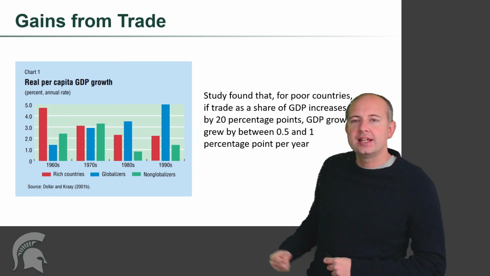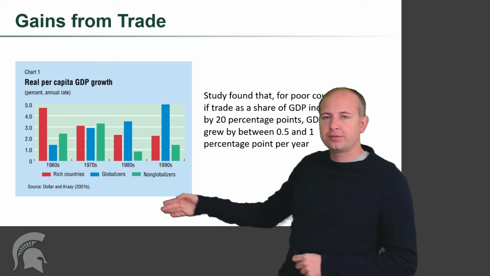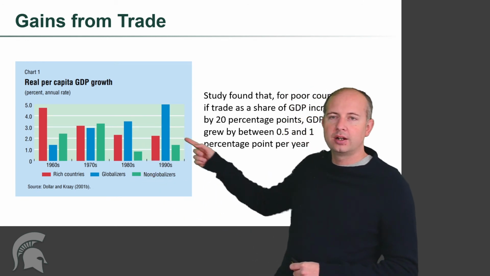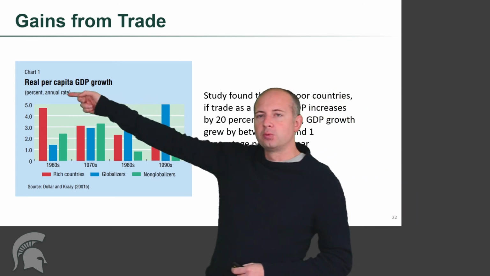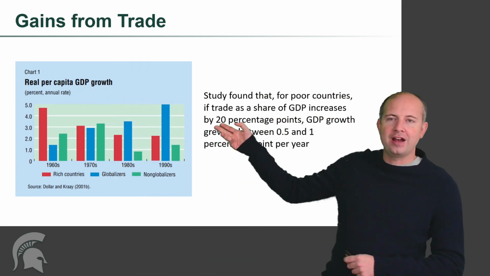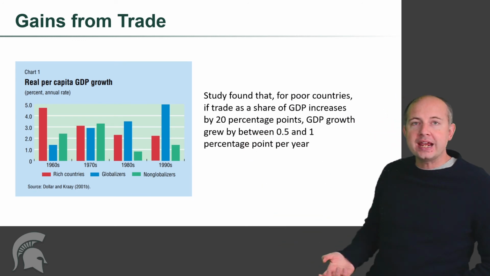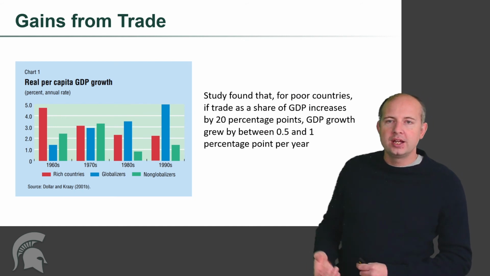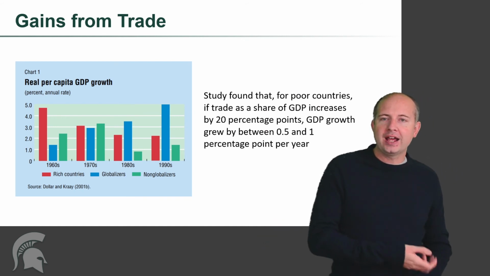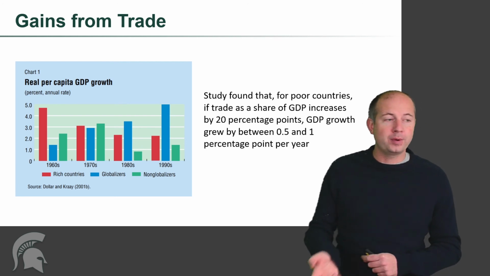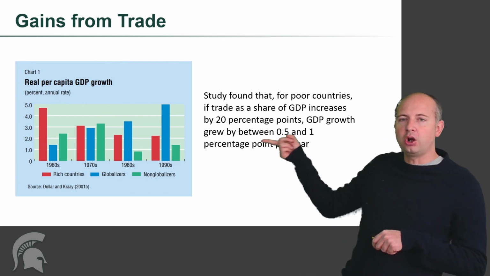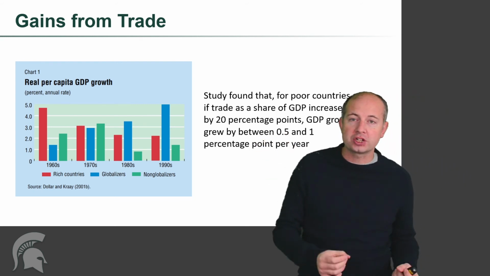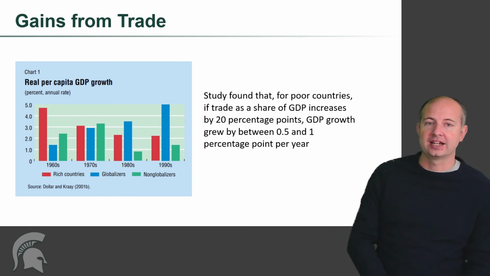And what you can see is that when we look at the growth through the 80s and 90s, the blue countries, the ones that were globalizers, had much higher growth in real GDP per capita. So the study found that for poor countries, if trade as a share of GDP increases by 20 percentage points, GDP growth grew by between 0.5 and 1 percentage point per year. If you remember from when we were learning about GDP, just a small change in the growth rate, so if you're going from 2% to 2.5%, compounded over time, that can have a huge impact on living standards.